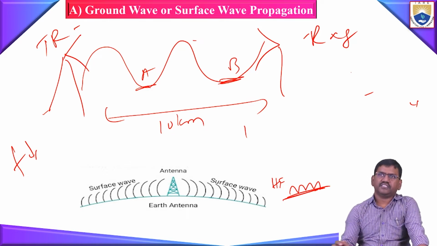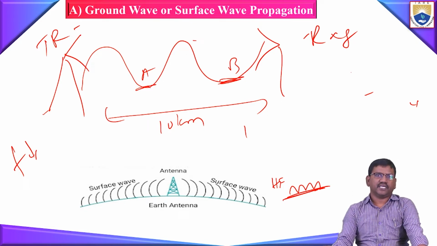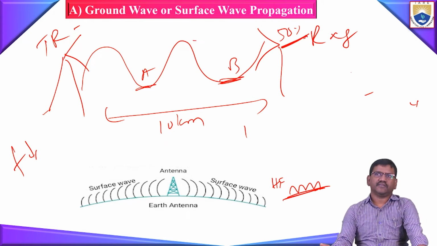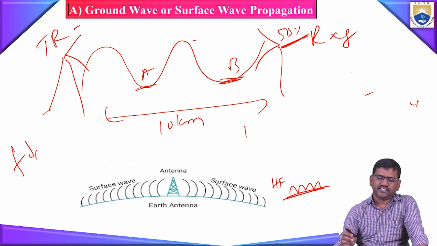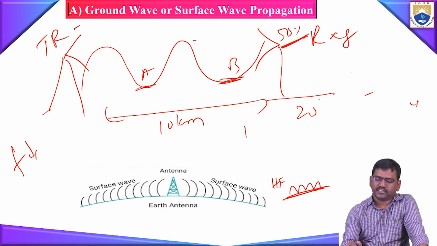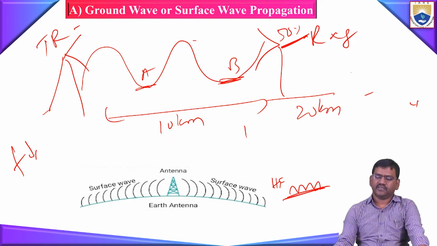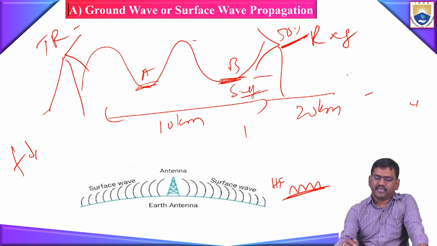It means that for a distance of 10 kilometers, if we send 100% of radiated power from the transmitting antenna, only 50% is being received by the receiving antenna. Let us say the distance between the transmitting antenna and the receiving antenna is increased from 10 kilometers to 20 kilometers. As the distance is increased, more waves will touch the surface of the earth. And ultimately, this 50% will be reduced to 25%.